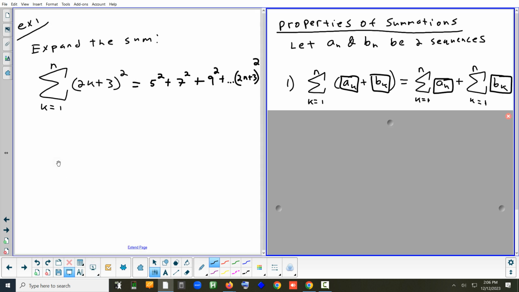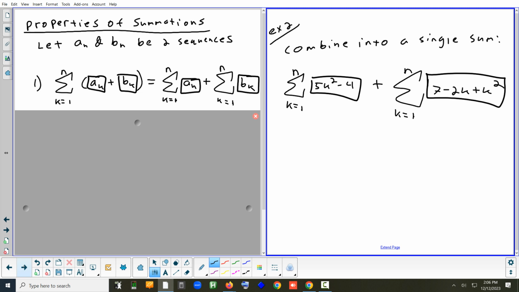All right, so when we do this on the problem we're going to do in a second, think of this as A sub k. Think of that as B sub k. So you're going to add them together, and you're just going to have one sigma in front when you're done, instead of two. Let's try it with this one.